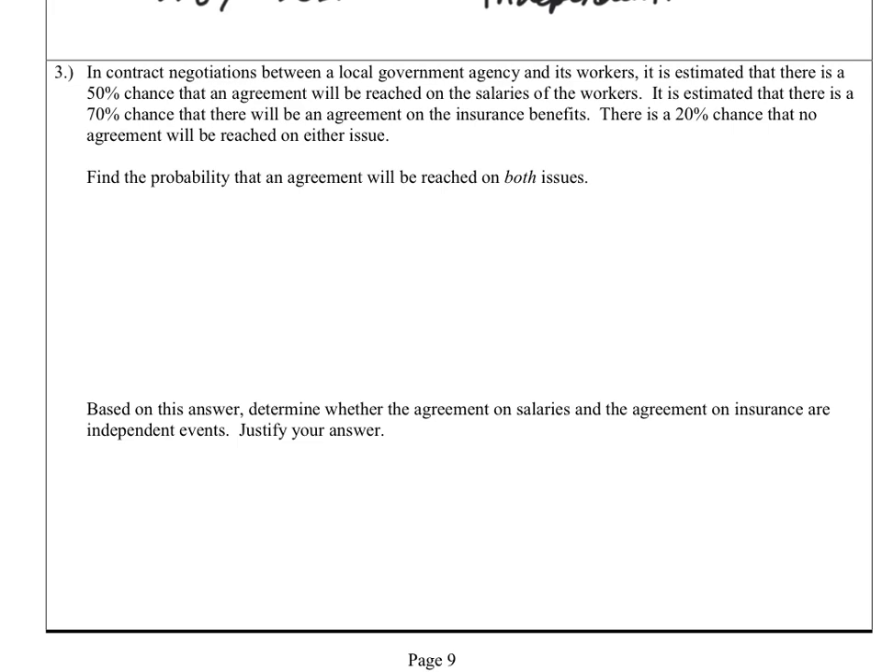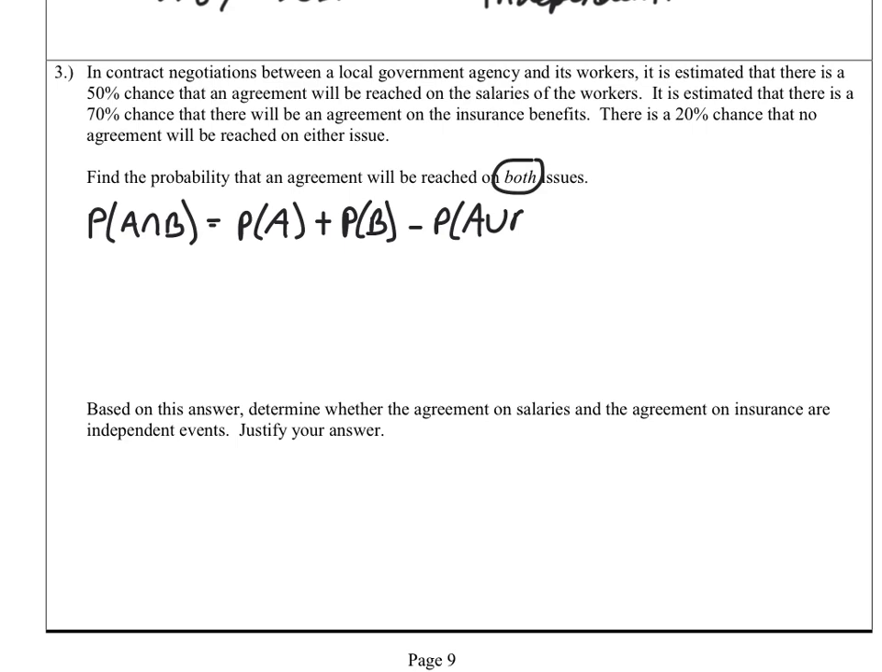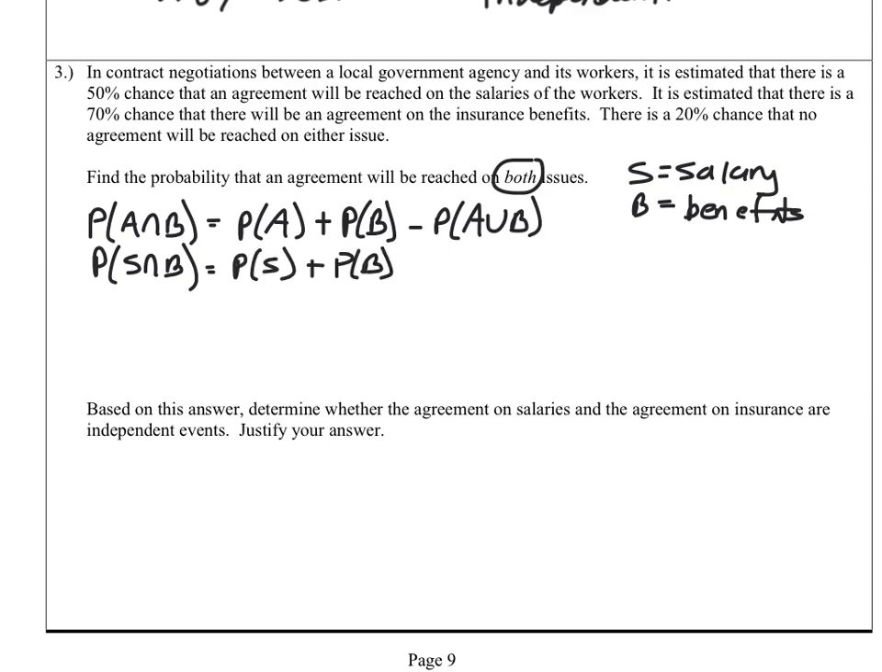So you can set up a two-way table, you can set up a Venn diagram, or you can just use the formula for this one. So I'm just going to use the formula because we want an agreement on both issues. So that's finding the probability of A and B, which is A plus B minus A or B. So in this case, we're not looking at A and B, we're looking at salaries and benefits. So let S equal salary and B equal benefits. So we want the probability of salary and benefits equals salary plus benefits minus salary or benefits.